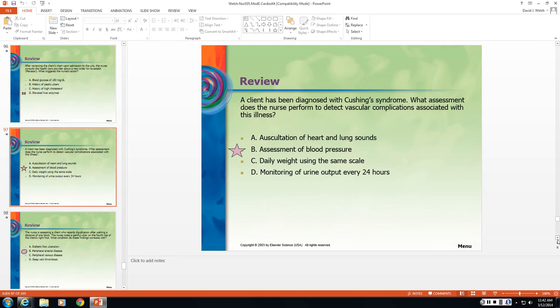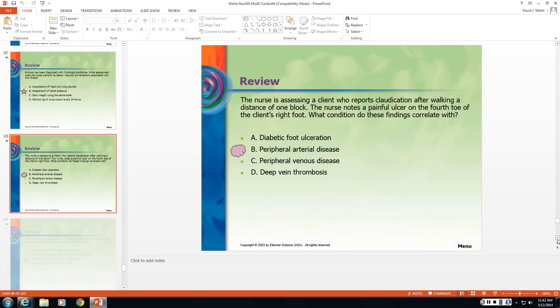Okay. A client has been diagnosed with Cushing's syndrome. What assessment does the nurse perform to detect vascular complications with this illness? And I didn't go over that with you, so we'll skip through that.